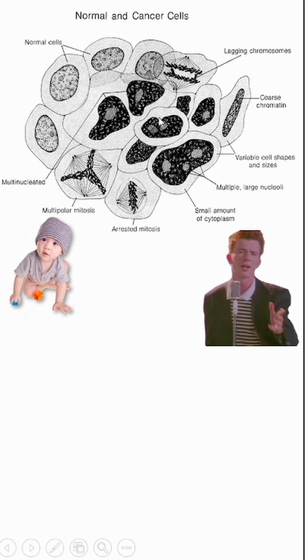Now look at the cancerous cells. All these are cancerous cells. They have prominent, huge nucleus. They have coarse chromatin. They have multiple and large nucleolus, and they are undergoing continuous proliferation by mitosis. So this is the contrast between the normal and the cancer cells.